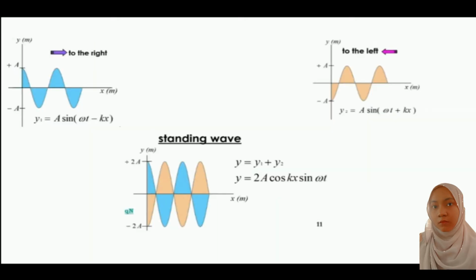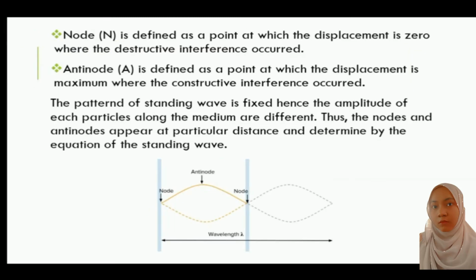Okay, bila kita tengok graf ni, yang biru dengan yang peach ni, dua-dua ada same amplitude, tapi yang biru ni move to the right, yang peach ni move to the left. So apabila dua-dua wave ni overlap, dia akan produce standing wave. Sama macam yang dekat bawah ni. Okay, perkara yang kita perlu tahu, yang pertama, node. Node is defined as a point at which the displacement is zero where the destructive interference occurred. Okay, tengok dalam gambar ni. Tempat yang destructive interference berlaku, kita panggil dia sebagai node.